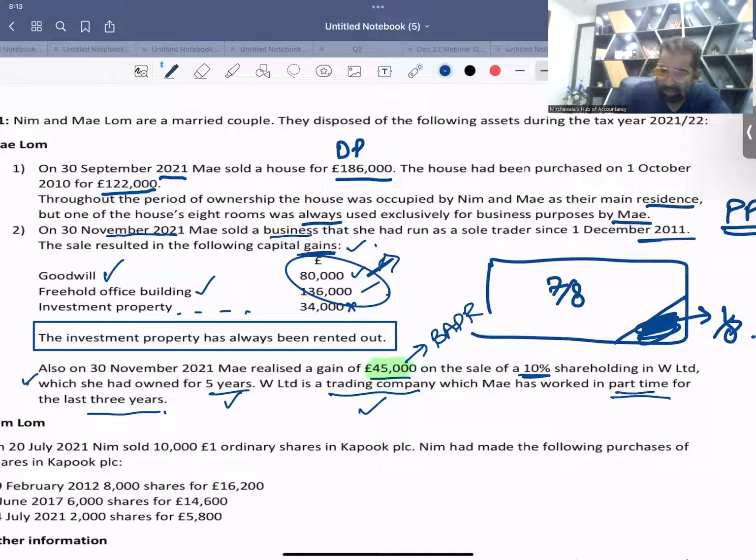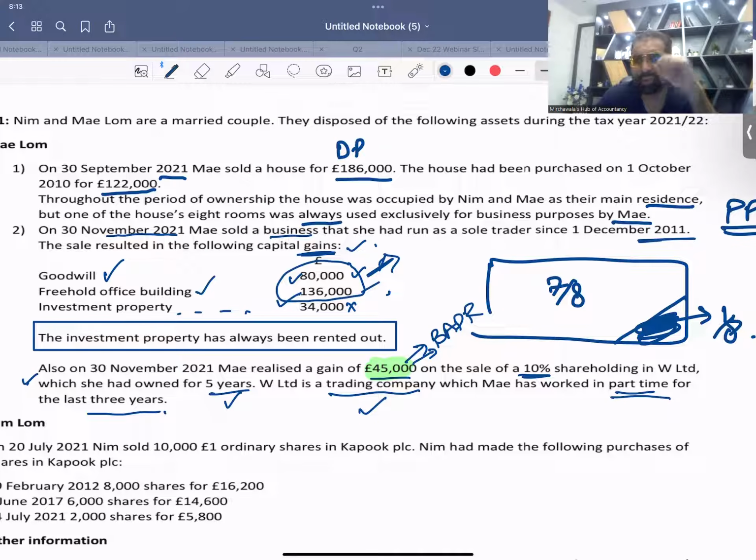So now on how much gain will we get BADR? We will get BADR relief on 80,000, 136,000 and 45,000.